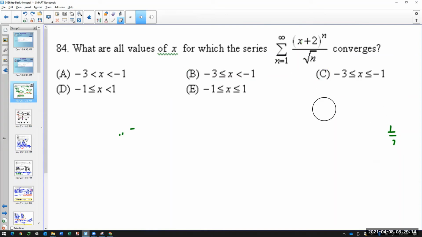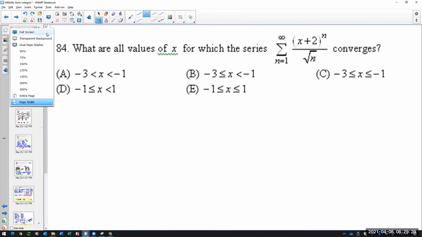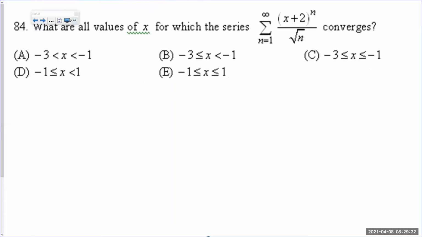Review on radius of convergence, and then we'll jump into manipulation of Taylor series. All right, so if you look at this series, it says when does this series converge? For what values does this series converge? This is an old AP question. For what values of x does this series converge?